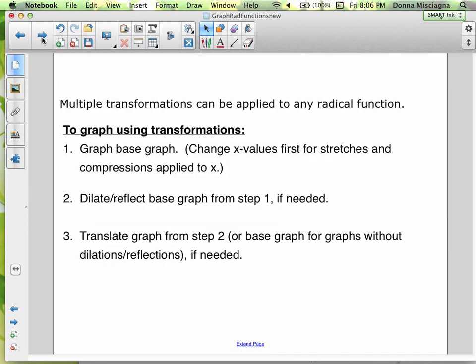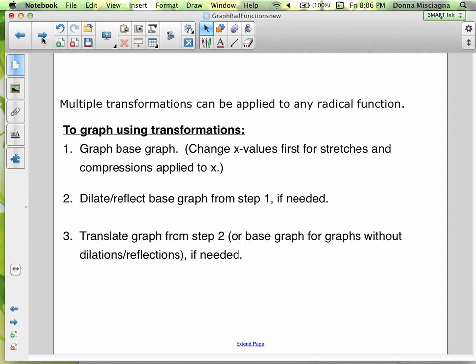All right, so multiple transformations can be applied to any radical function. To graph using transformations, you're going to graph your base graph first. All right, I'm looking for the base graph. I don't see a base graph, you lose points, right? Because we're using transformations.